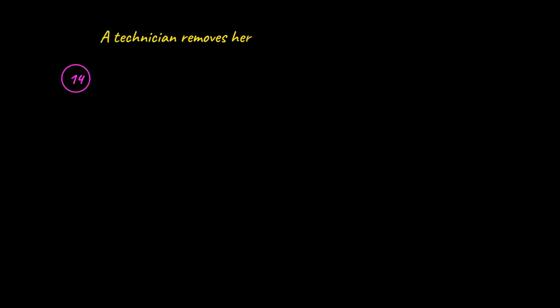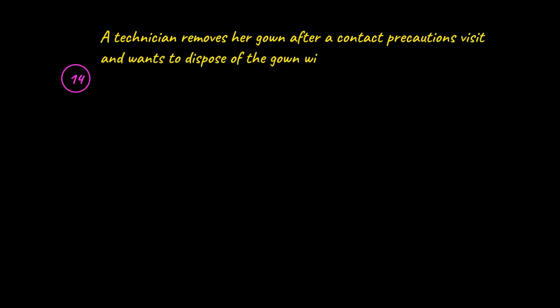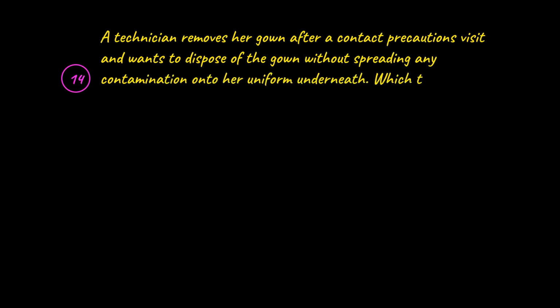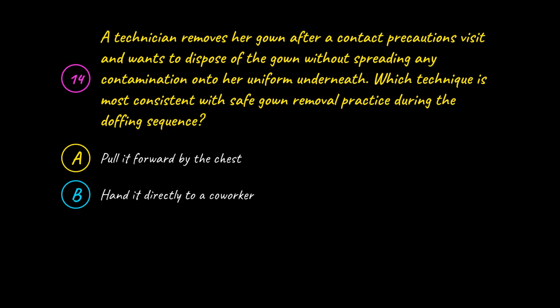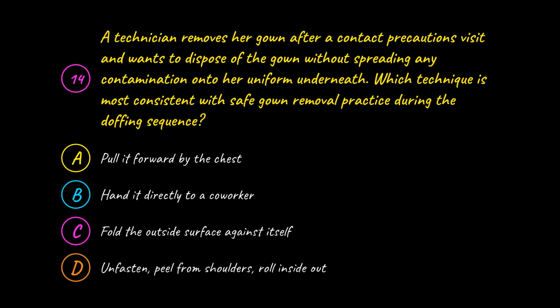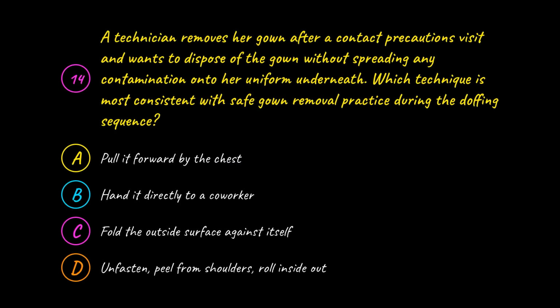Question 14. A technician removes her gown after a contact precautions visit and wants to dispose of the gown without spreading any contamination onto her uniform underneath. Which technique is most consistent with safe gown removal practice during the doffing sequence? Your options are: A. Pull it forward by the chest. B. Hand it directly to a co-worker. C. Fold the outside surface against itself. D. Unfasten, peel from shoulders, roll inside out. Which would you go with? Lock it in before the reveal.